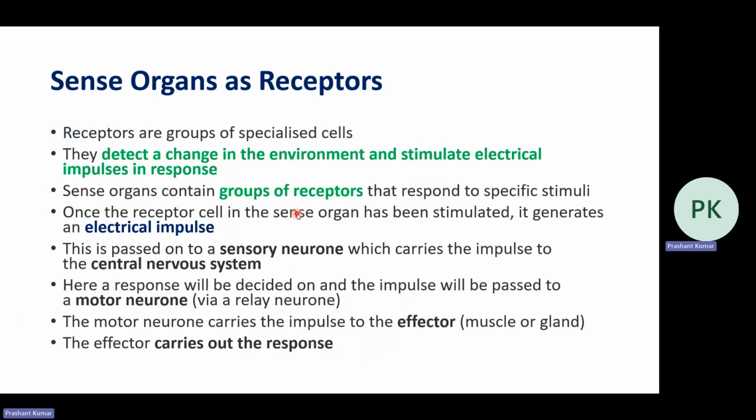Without the relay neuron, you can't connect the sensory information to the motor response. So yes, relay will be there. The motor neuron carries the impulse to the effector, and the effector carries out the response. Like you have seen something unusual, so you start running, right? You are frightened.